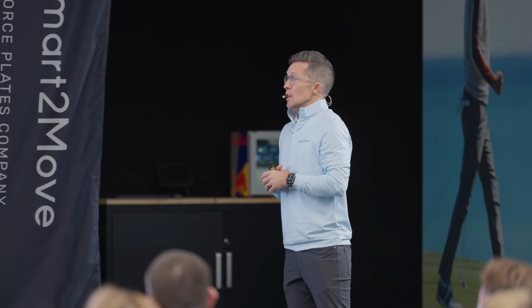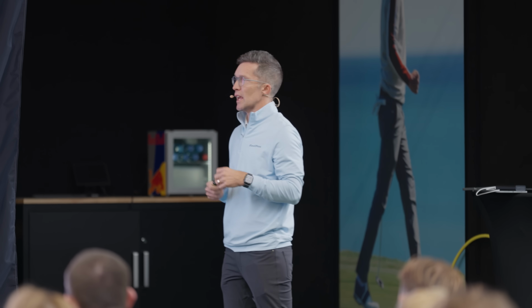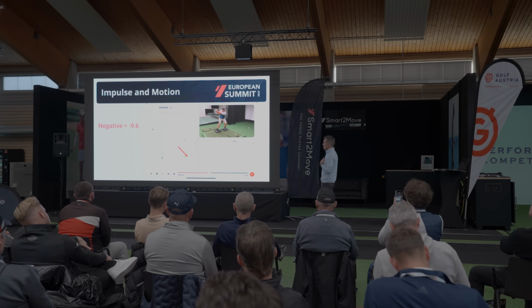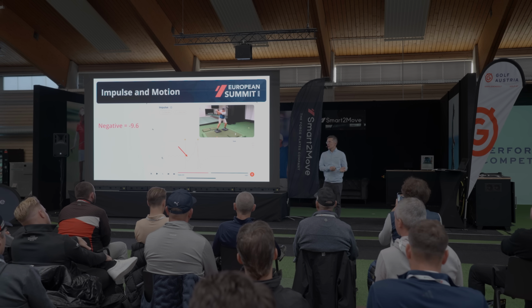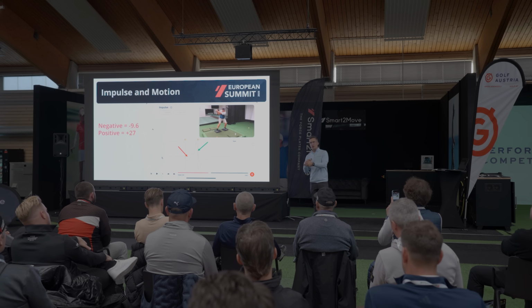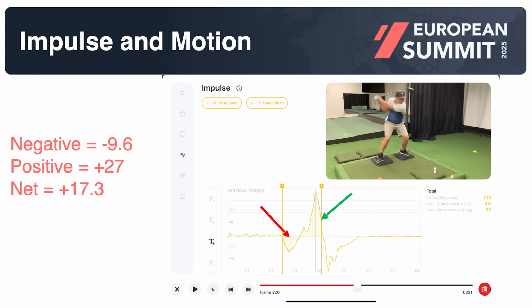Okay. Now, in terms of impulse and motion, one of the things that I like to look at a lot is this concept of, well, how much negative quantity of motion are they creating over a time period? How much positive motion are they creating over a time period? And then for that same time period, a value that I'm starting to look at a lot is just this idea that's called net impulse.